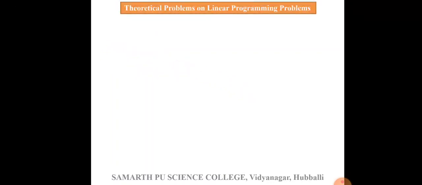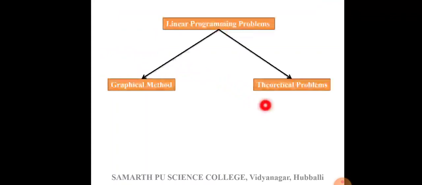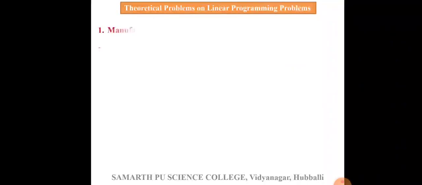The difference between the graphical method and the theoretical problem is that in the graphical method, these are direct problems. That means they directly give you the objective function and subject to constraints. But in the theoretical problem, we have to construct the objective function and subject to constraints from the given data. So let us move on with one example.